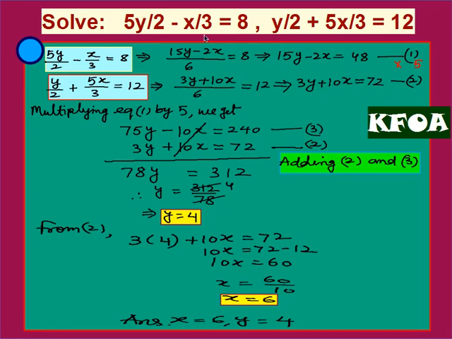Here this question is little complicated because it is fraction. Whenever you get fraction, children get confused. So in fractions you take LCM 6, or throughout LCM is 6, you can multiply both sides by 6. That is also good idea. Multiply both sides by 6, so these denominators will get removed and you will get the equation 15y minus 2x is equal to 48. And here second equation, again 6 is LCM, so 3y plus 10x is equal to 72.